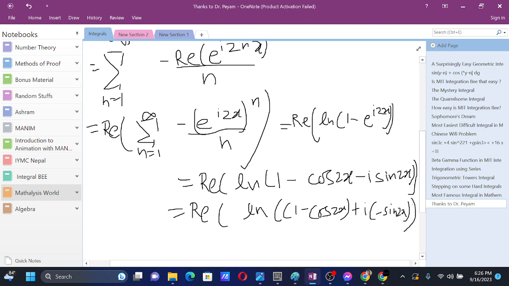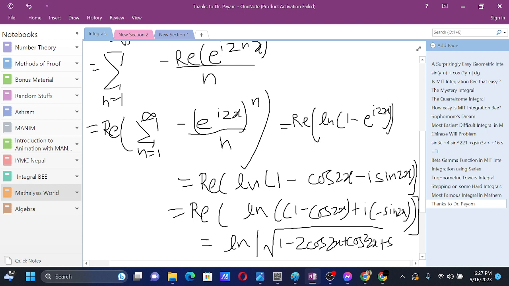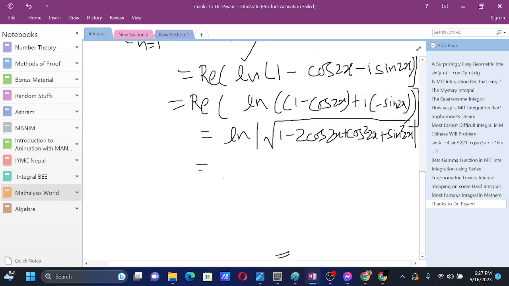Okay, and now if we have to find the real part of the logarithm of this function, we know that this is just the logarithm of the modulus. The modulus will be the root of, from here, (1 minus cos 2x) whole square, that is 1 minus 2 cos 2x plus cos square 2x, and from here it will be sin square 2x.